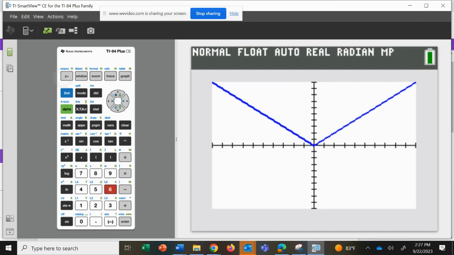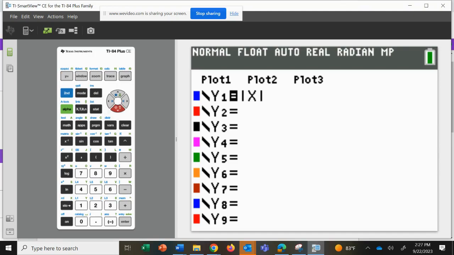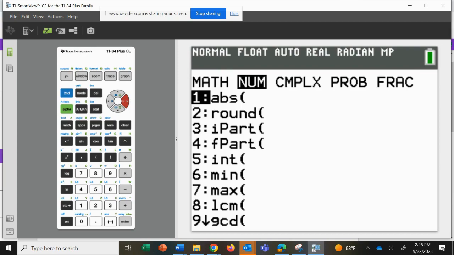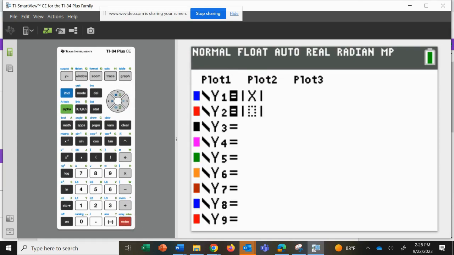Okay, we are going to go back to y equals, and we're going to go to y2. Here, I'm about to do absolute value of x again. So if you didn't get it the first time, I'm doing it again right now. So go to y2. We're going to put a second equation in there. We're going to go absolute value. So math, which just turned red. So you can see when I click a button, it turns red. Then we go over to num, N-U-M, number. And then we choose 1. And then the X button is right next to alpha. And that's how we get our absolute value of X.